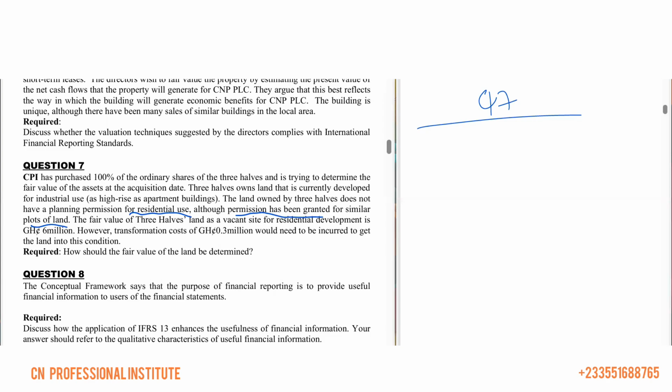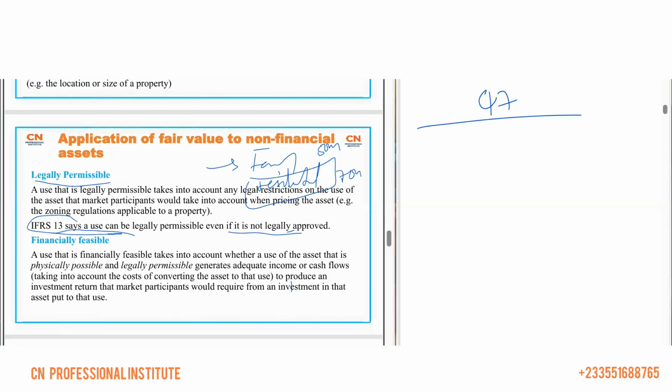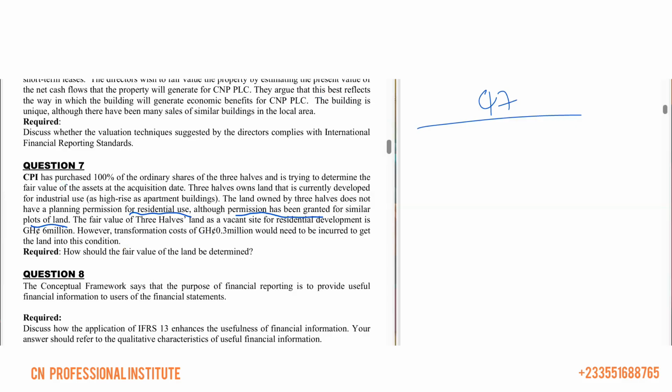If you come here, let me bring you back, then we continue. Here, IFRS 13 says a use can be legally permissible even if not approved. So here we can say that yes, it's not approved yet, permission has not been granted. But it's not totally banned. Similar assets have gotten the permission, so we can also get it. So it's not legally banned, and therefore we can use the land for residential purposes. All right. So just pick the value for residential. What's the value? 62 million.